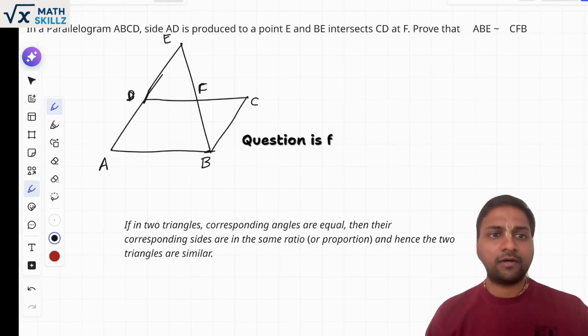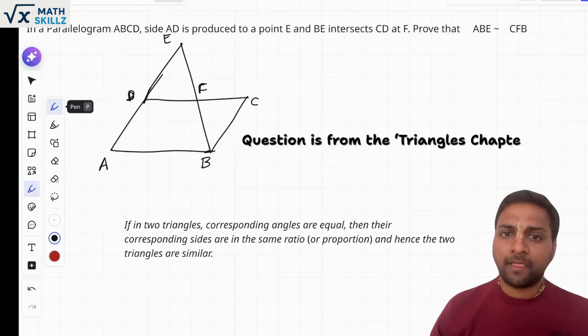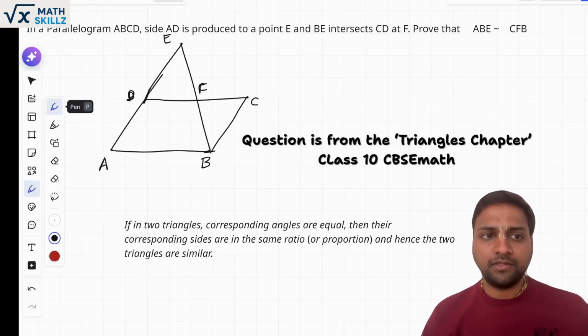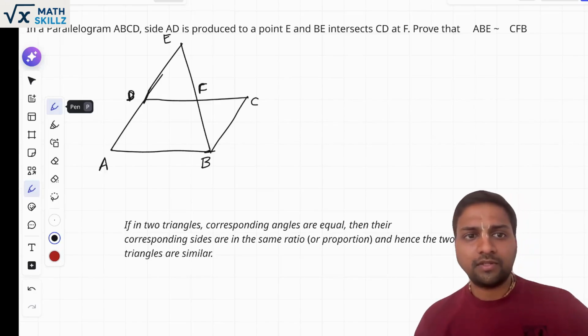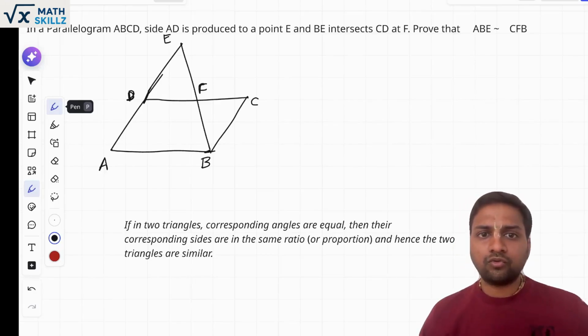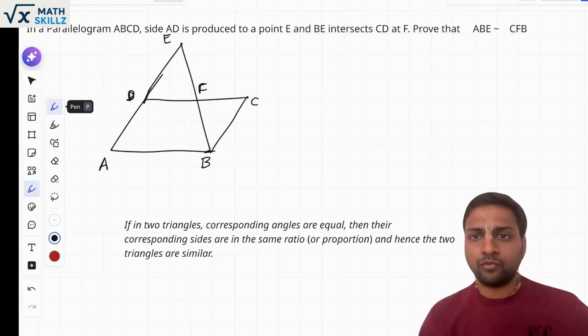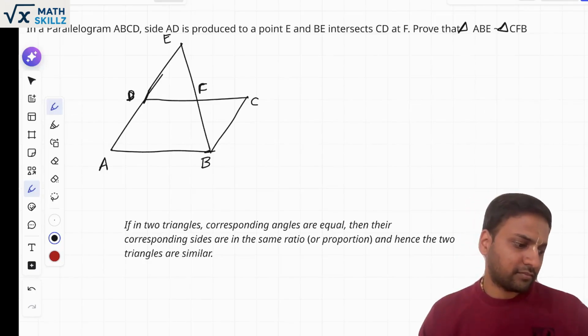So the question is from the triangles chapter, class 10 mathematics CBSE. In the question it's given, in a parallelogram ABCD, side AD is produced to a point E and BE intersects CD at F. Prove that triangle ABE is similar to triangle CFB.